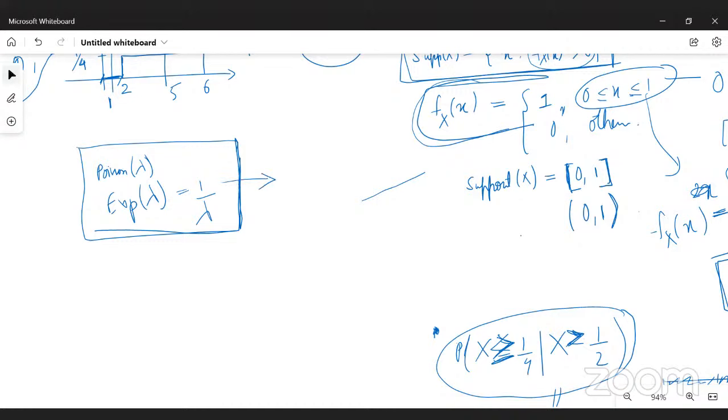For the exponential distribution, your expectation is given by 1 by lambda, and the variance comes out to be 1 upon lambda square. And in case of Poisson, both are lambda. Ma'am, I think this was actually done in statistics 1.